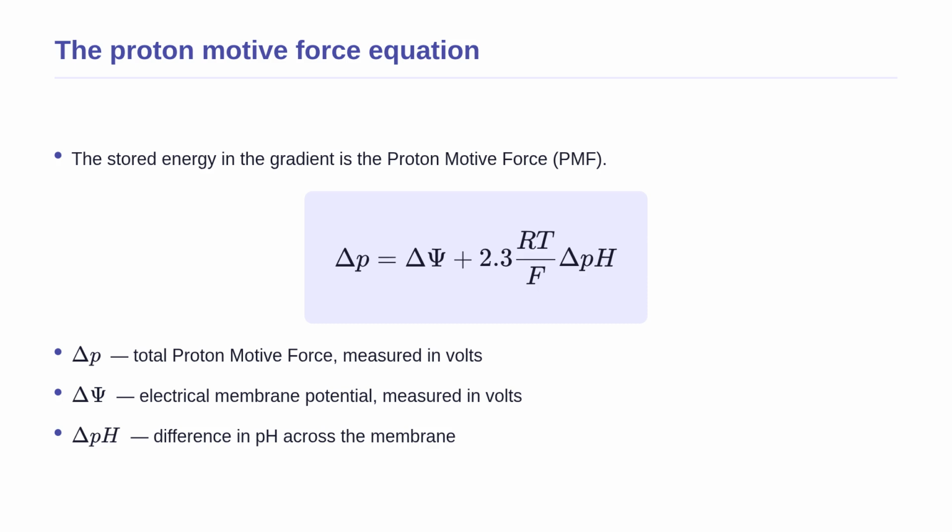In plain English, this formula tells us that the total driving force pushing protons back is simply the sum of the electrical voltage pulling them and the chemical concentration pushing them. If either the voltage or the acidity difference increases, the total driving force becomes stronger.